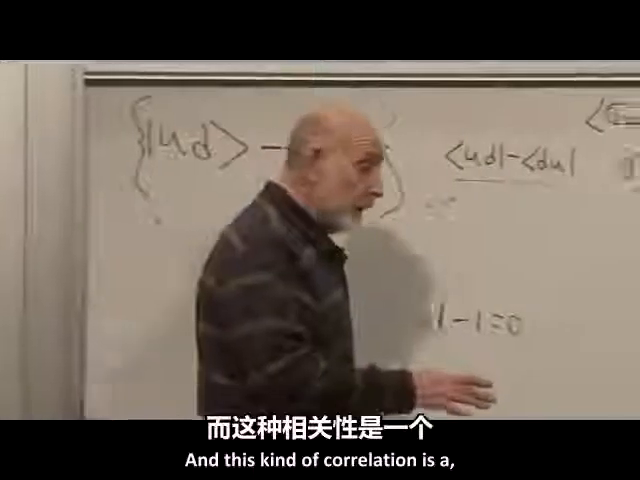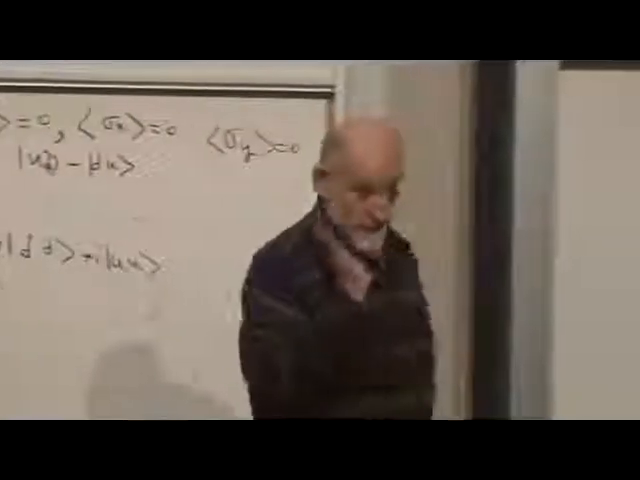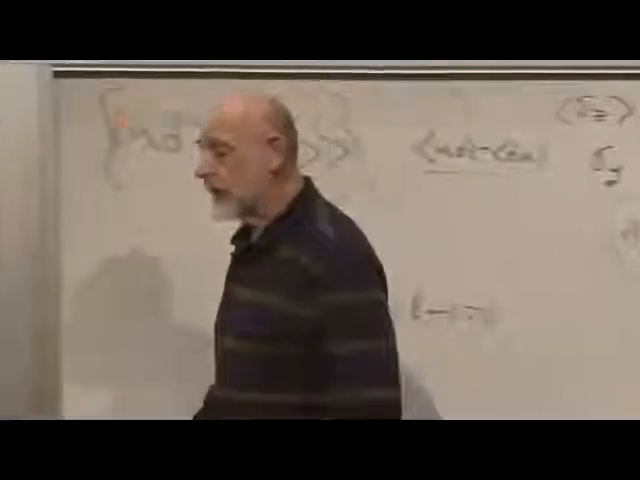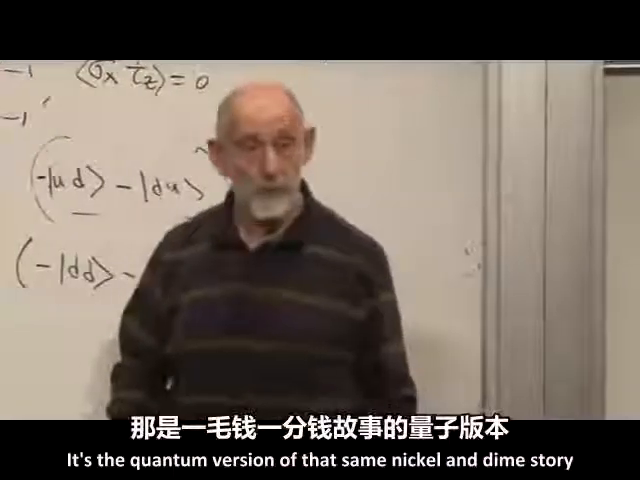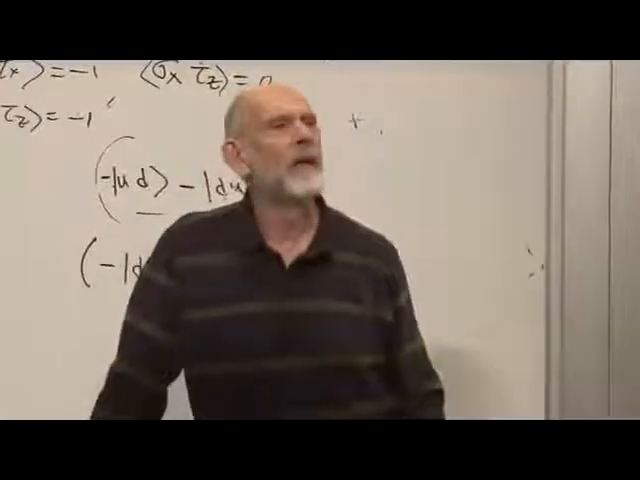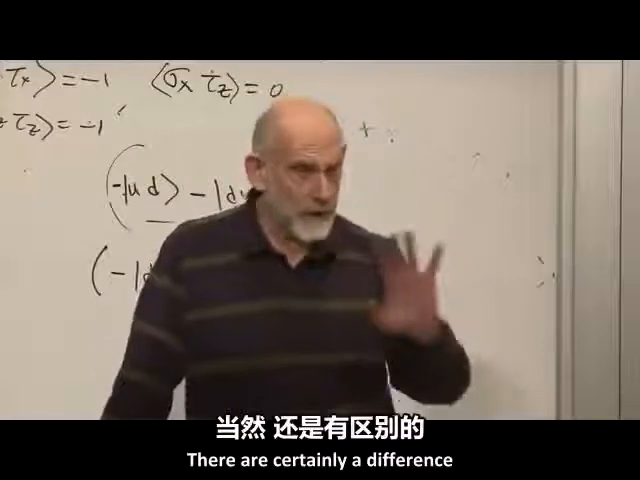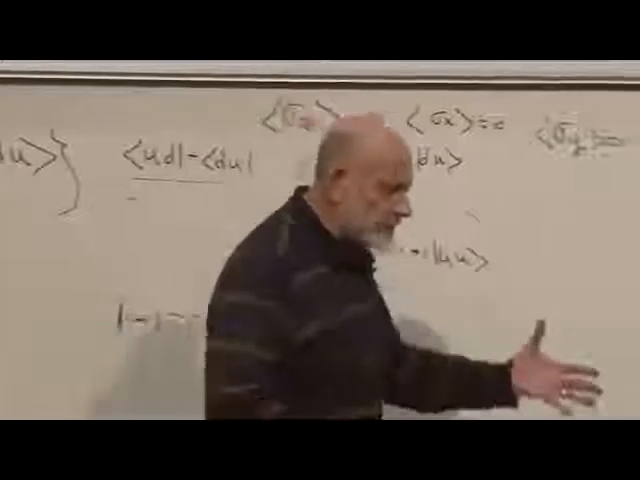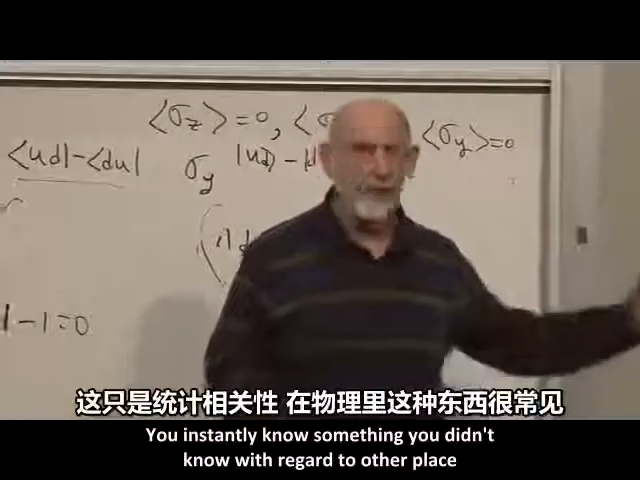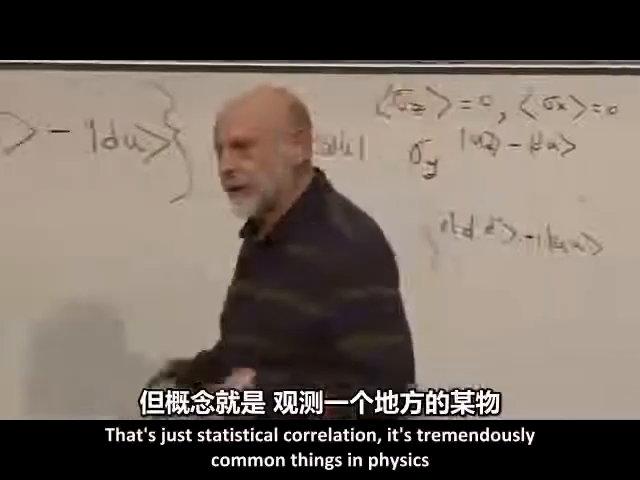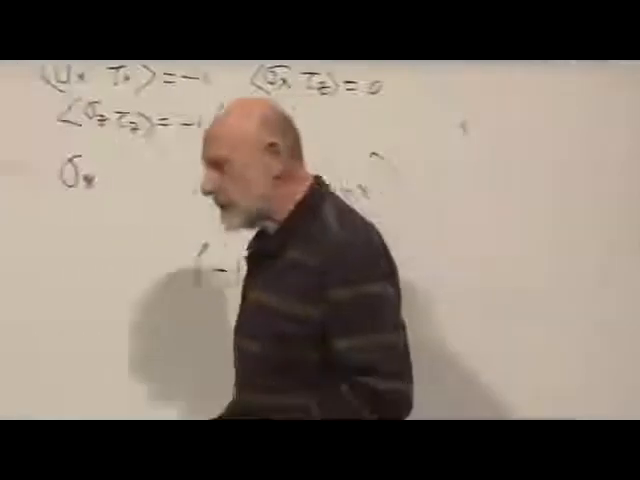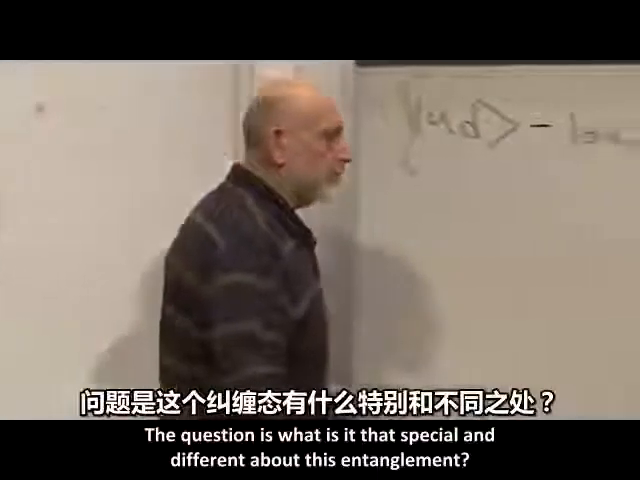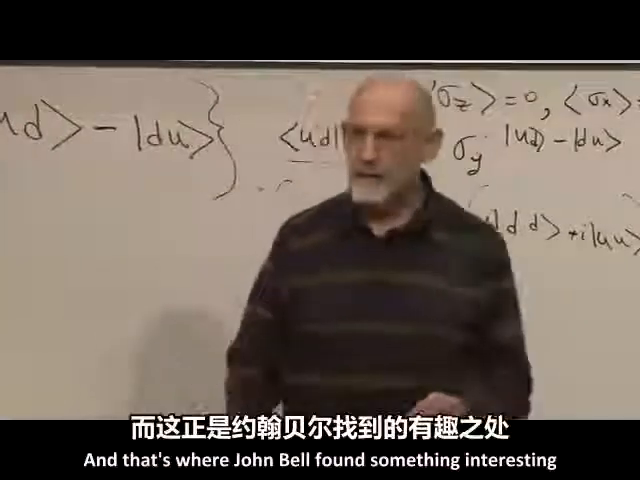And this kind of correlation is called Einstein-Rosen-Podolsky correlation, or entanglement. This is the quantum version of that same penny and dime story. Real coins and real properties. Yeah, there is certainly a difference. But just the idea that by looking at something at one place, you instantly know something that you didn't know a second ago about the other place, that's just statistical correlation. It's a tremendously common thing in physics. There's nothing special about it. The question is, what is it that's special and different about this entanglement? And that's where John Bell found something interesting.